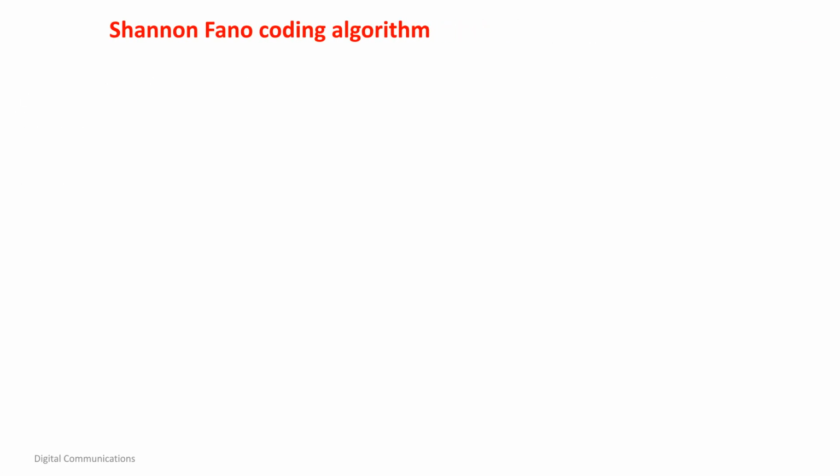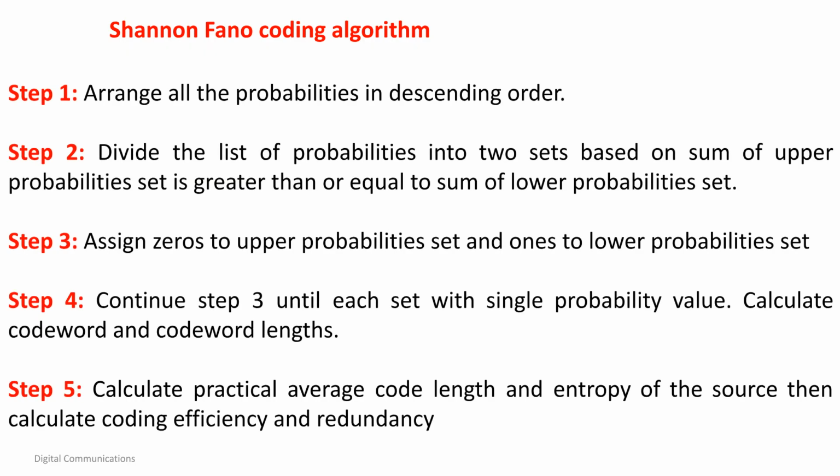The Shannon-Fano coding algorithm involves arranging probabilities in descending order, dividing them into two sets based on the sum of probabilities, assigning zeros and ones to the sets, and repeating until single probability values are reached. Finally, calculate practical average code length, entropy, efficiency, and redundancy.